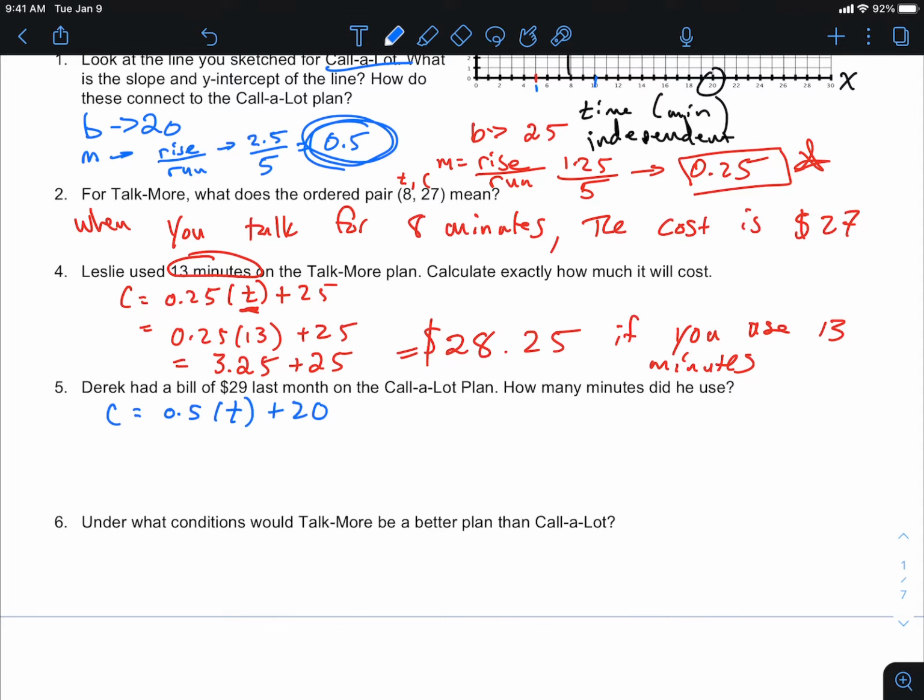Okay. What is Derek's situation talking about? Dollars. Cost. Where does cost go in our equation? Well, it's not going to go in for T because T stands for time, right? So that means it's got to go in over here under the C. So 29 equals 0.5 T plus 20.